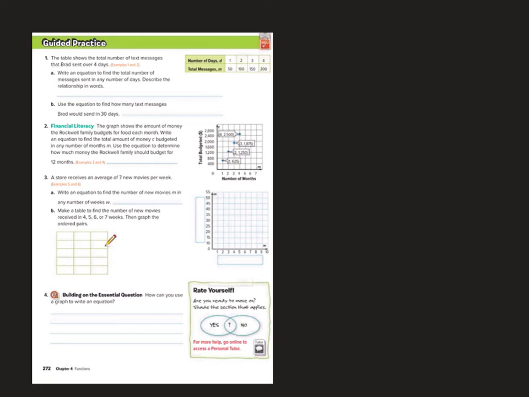Okay, for our last example here, I'd like you to try this one on your own as well. So pause the video, work through problem number 3, and then come back and check and see how you did. So in the scenario laid out in number 3, a store receives an average of 7 new movies per week. So first we need to write an equation.